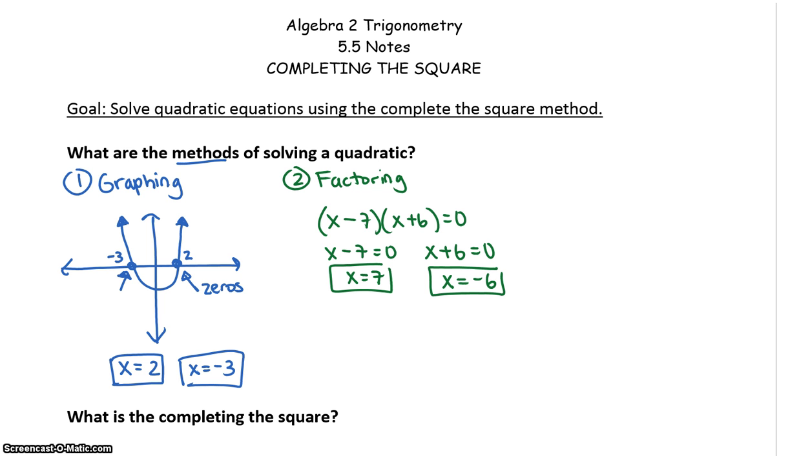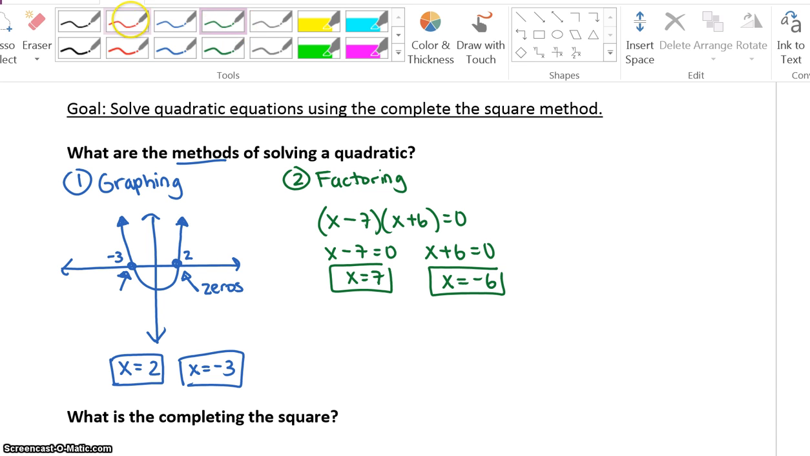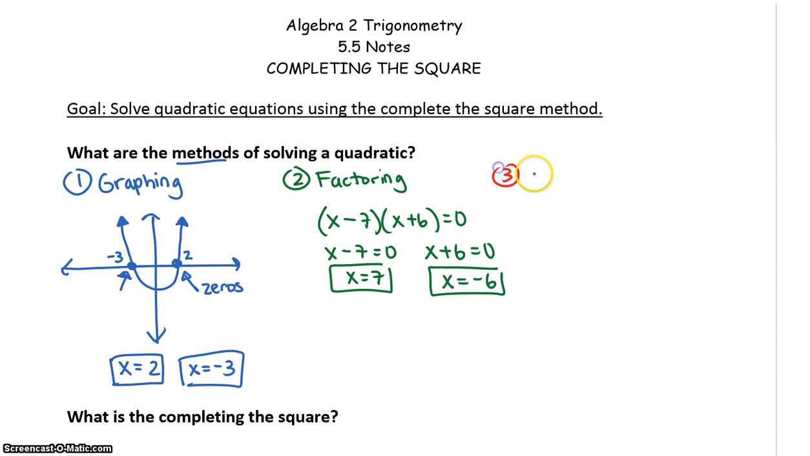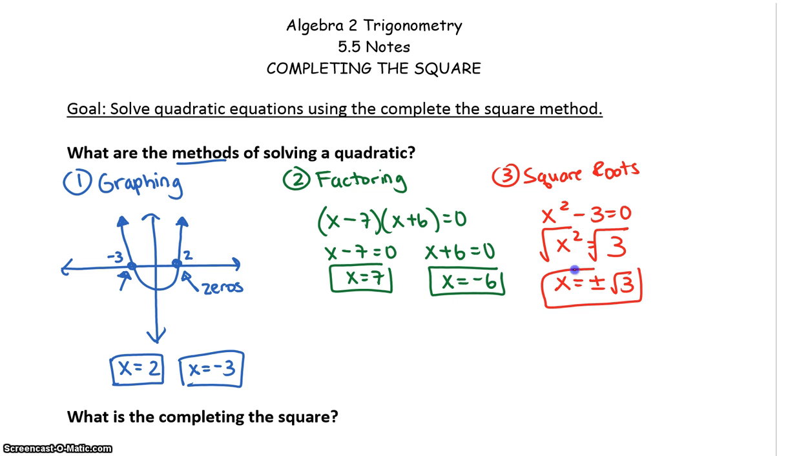From there, we went on to a different method, solving using square roots, where we would have equations such as x squared minus 3 equals 0, and we couldn't factor it. So we would add the 3 to the other side and take the square root on both sides, getting a plus and a minus square root of 3. So our solutions ended up being square root of 3 as well as negative square root of 3.